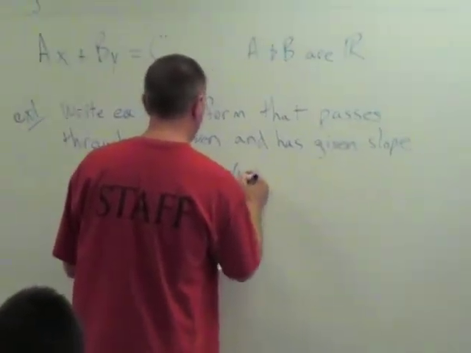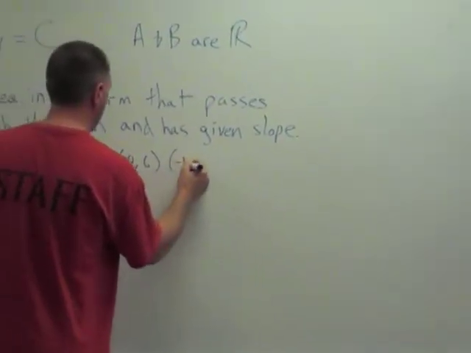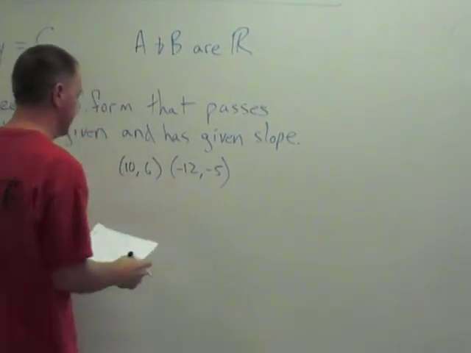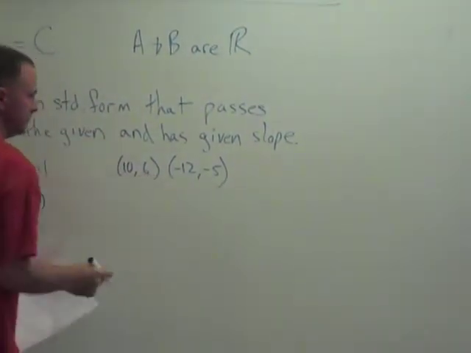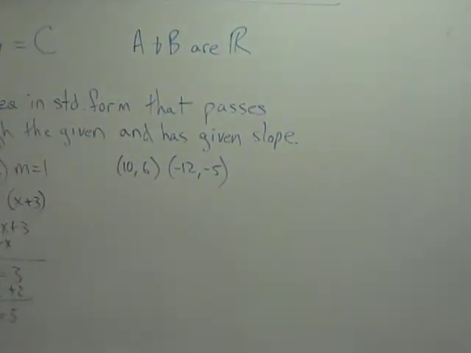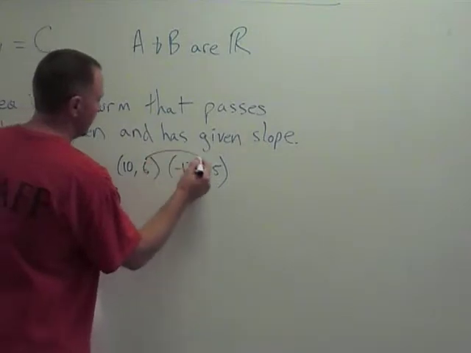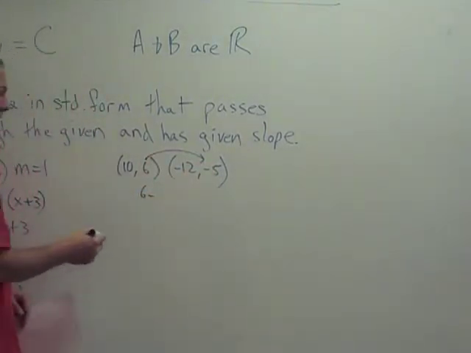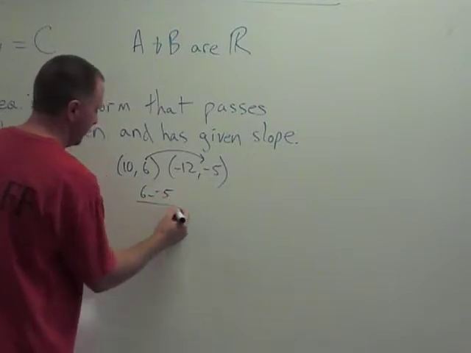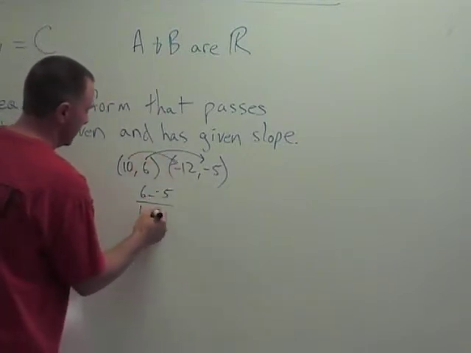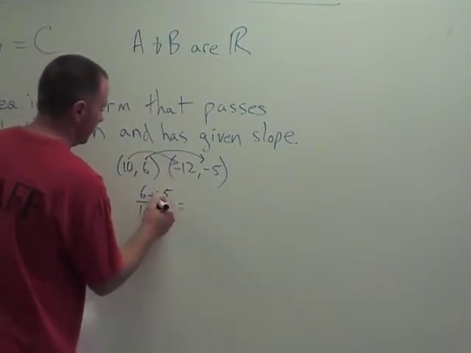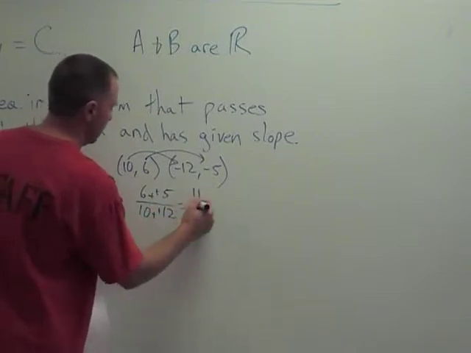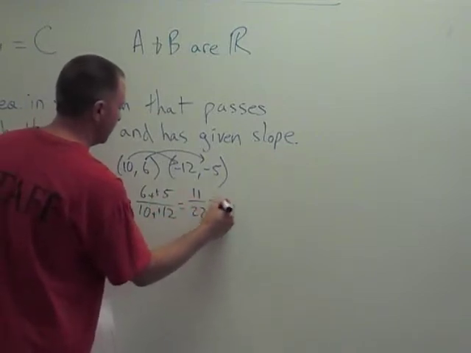How about we have 2 points, (10, 6) and (-12, -5). What do we need? Slope. Real hard to find slope. 6 minus the negative 5, that's 11. 10 minus a negative 12. Those are pluses. 11 over 22.